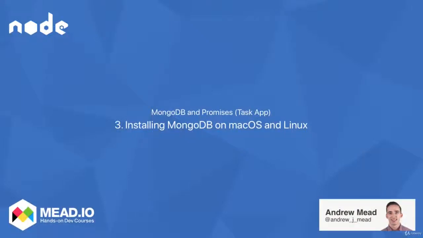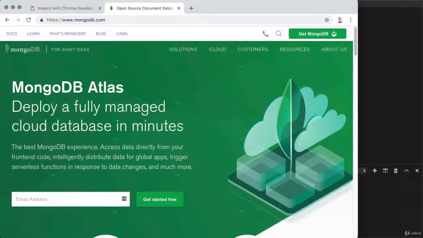In this video, you're going to install MongoDB on your machine. That's going to allow you to actually start up the MongoDB server and connect to it from Node.js. Now, this video is for Mac and Linux users only. If you're on Windows, I've created a separate installation video for you.